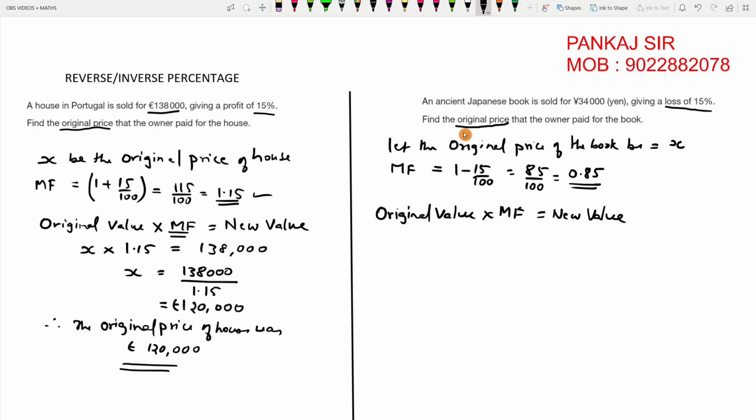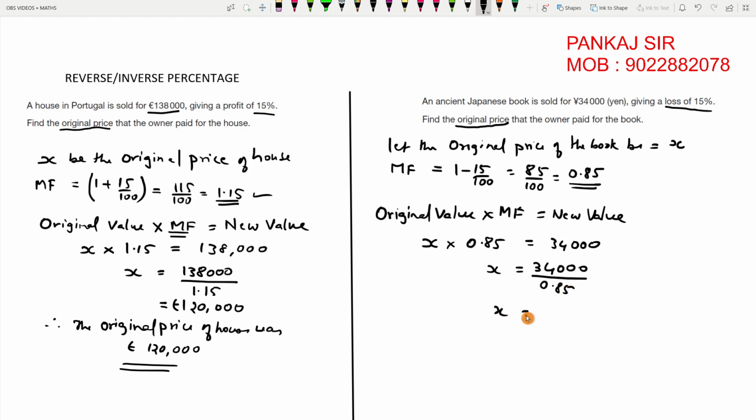Now here again, you are supposed to find this original price, which you have assumed to be x. So it will be x times your multiplication factor, this time 0.85. And this should give you the new value, which is given to you. It is 34,000 yen. Therefore, very nicely, you can get x as 34,000 divided by 0.85.